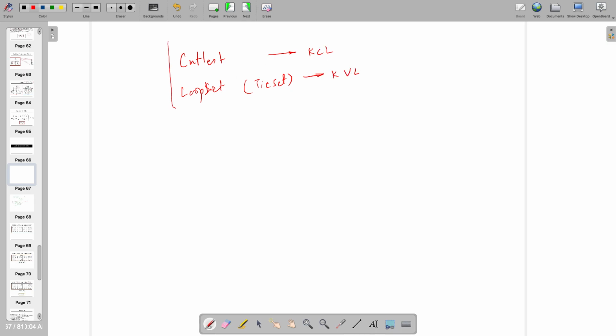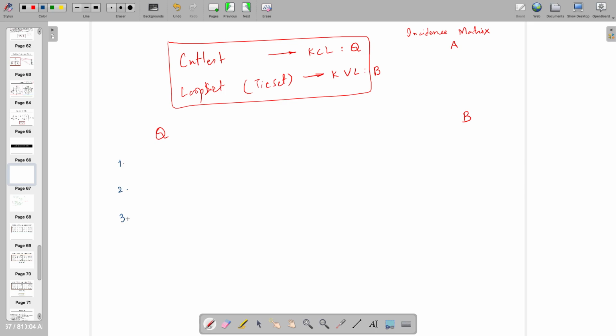Before these two, we also studied something called incidence matrix, which is known as matrix A. In cut set, whatever we are writing, that matrix is known as Q. In loop set, whatever we are writing, that is known as B. When we are writing cut set matrix Q, we are doing the following things.